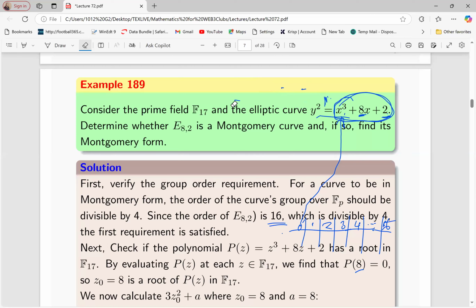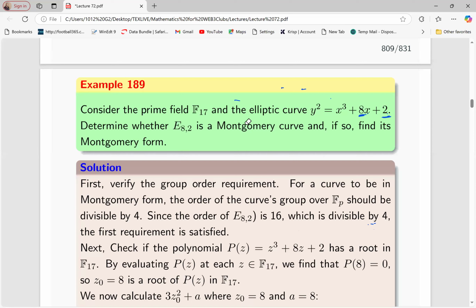So it has one root. We found that it has 8 as the root. So 2 conditions have been met. The first condition was that the number of points of this curve should be divisible by 4. And the other condition is that the cubic equation on the right of this elliptic equation should have at least one root.